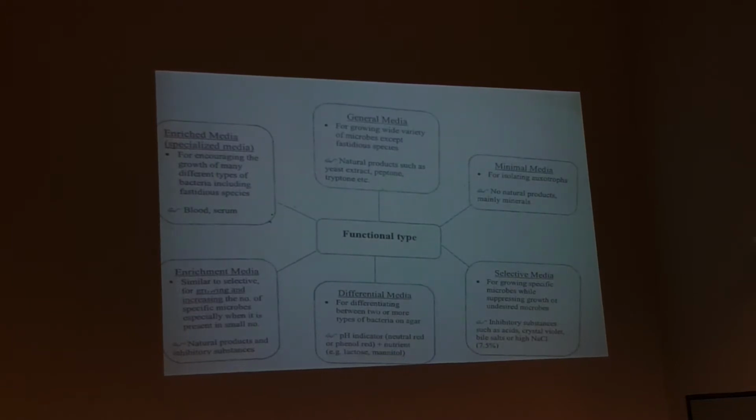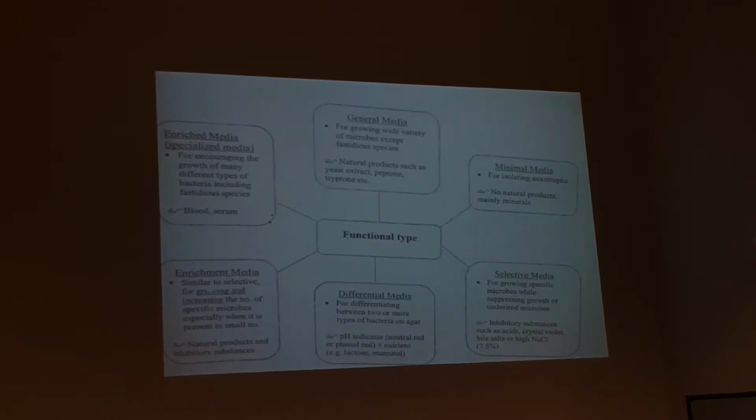So if we want you to explain which component makes this media selective, you can say it's acid. How does it make it selective? We can inhibit alkaliphiles and neutrophiles while it promotes the growth of acidophiles. That's what makes it selective. So you have to mention the inhibitory property plus the selective property.